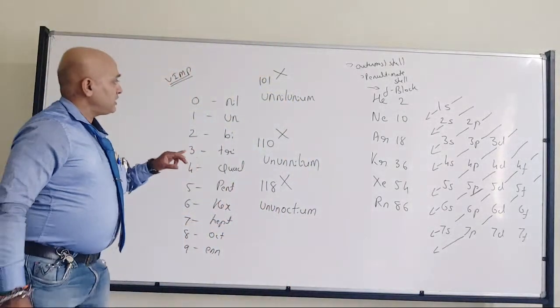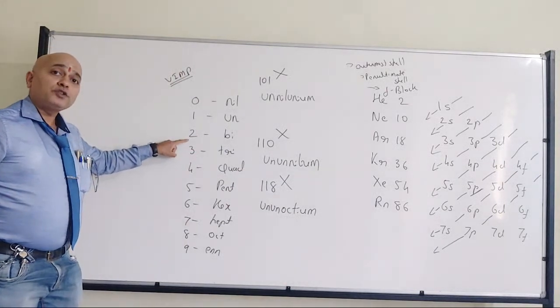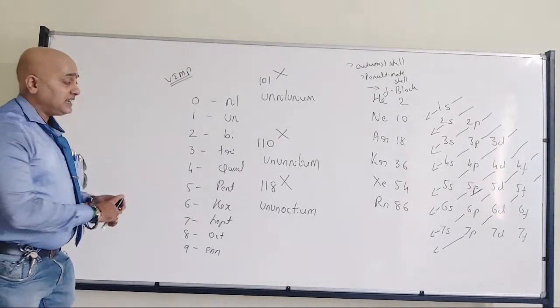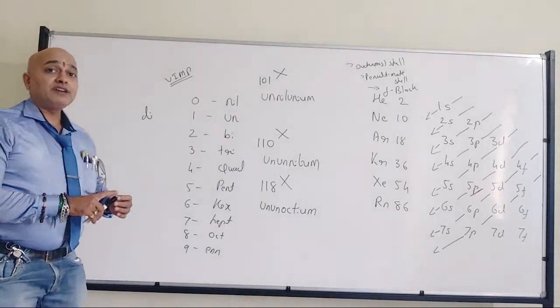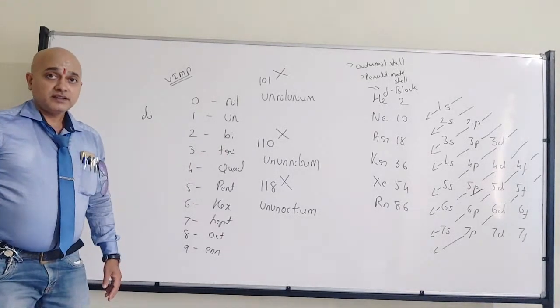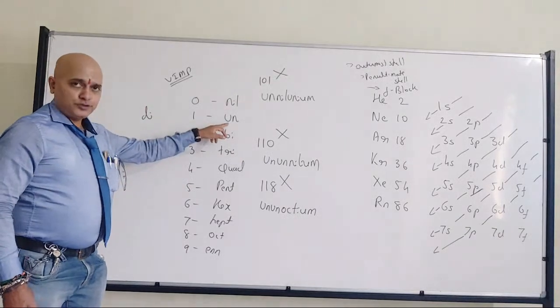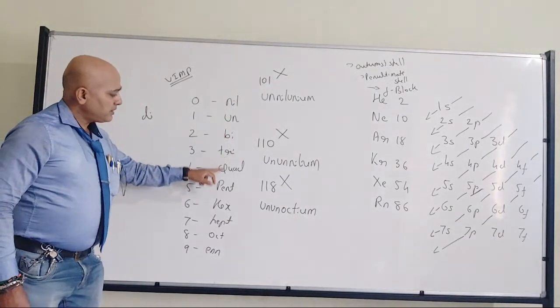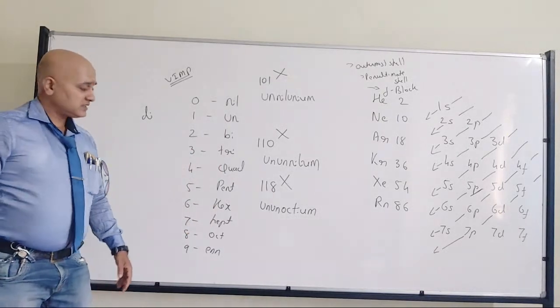So what you can remember here is 2. Normally for 2, people go with di. That's where they will make the mistake. It's not di, this is bi. Right? So nil, that is 0. Un, you should remember. Bi, but the rest of the things, people often discuss, right?